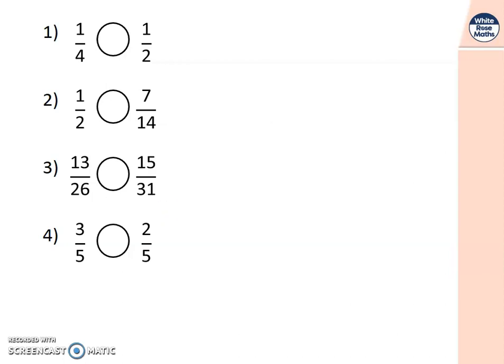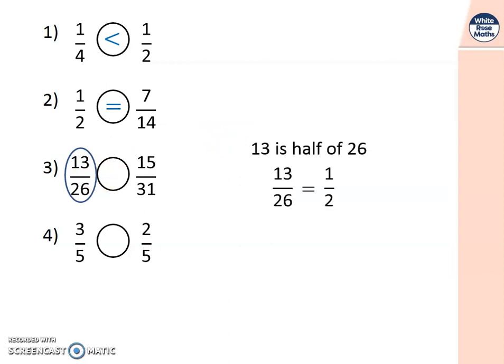Let's have a look at your answers. So in the first one, we can see that a half is greater than 1/4 because 2 of these quarters would be the same as 1/2. In this one, on a half, think what we did in our Flashback 4. Can you see that 7 is half of 14? So this is the same as a half, or equal to. Here, 13 is half of 26. So here, 13 over 26 is half. So therefore, 13/26 is equivalent to 1/2.